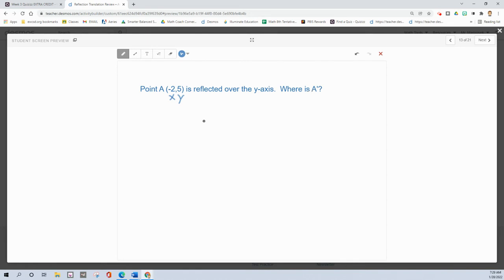Where is A prime going to be? You're going to take this coordinate, and what kind of reflection is it? It's a y-axis reflection. So y-axis reflection, the y stays the same. So what stays the same? The y. So that's part of your answer, okay? And then what else? -2. The y stays the same. Does the x stay the same? No, the x is going to have to change. So that's where A prime will be. Easy peasy. You can do this.